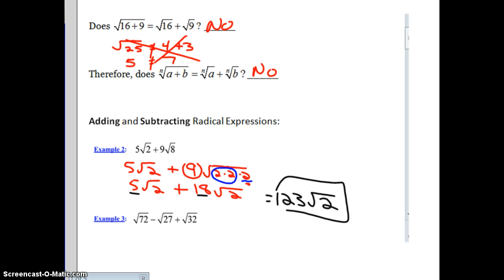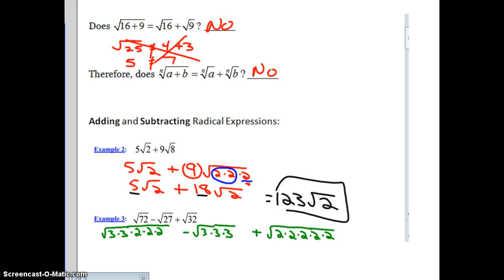In example number 3, the square root of 72 can be written as the square root of 9 times 8, which breaks down even further to the square root of 3 times 3 times 2 times 2 times 2. The square root of 27 can be rewritten as the square root of 3 times 3 times 3. The square root of 32 can be rewritten as the square root of 2 times 2 times 2 times 2 times 2. You might have broken it down as the square root of 16 times 2, broken the 16 down to 4 times 4, and done it in a different method.